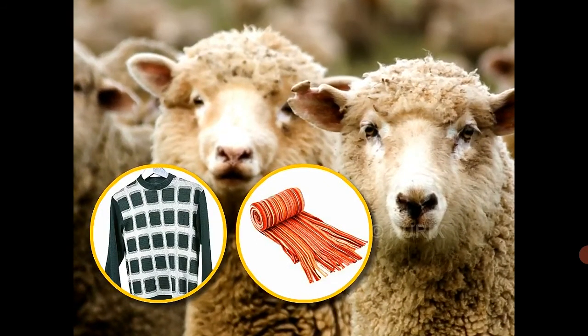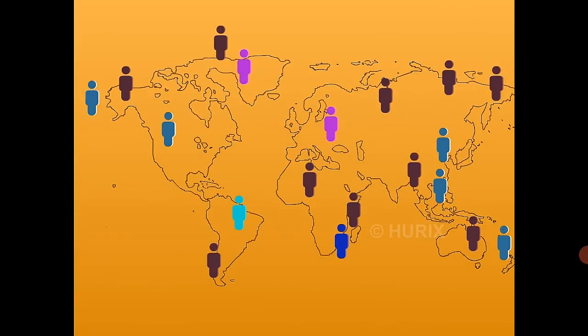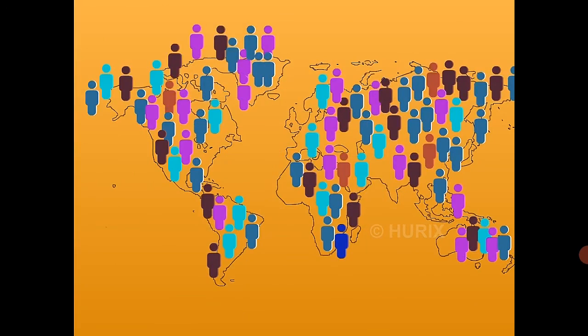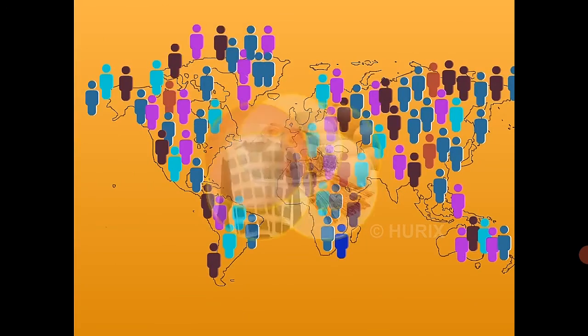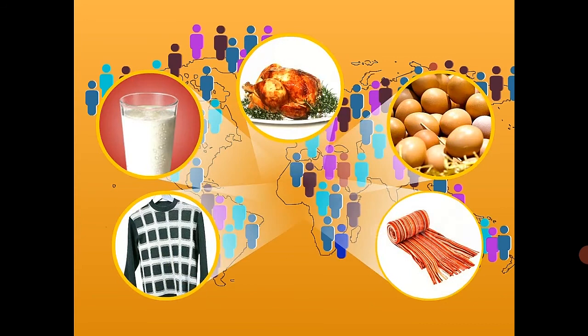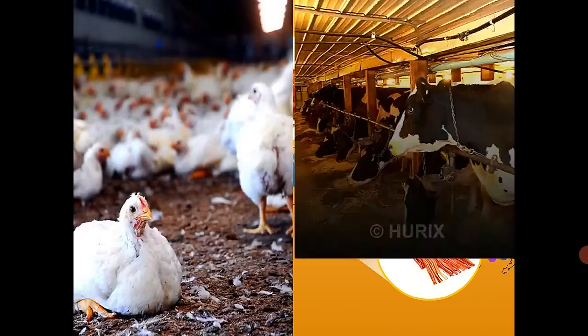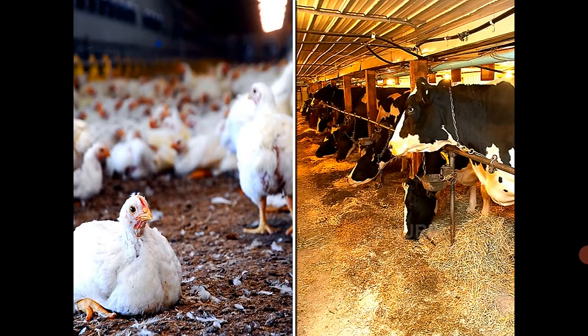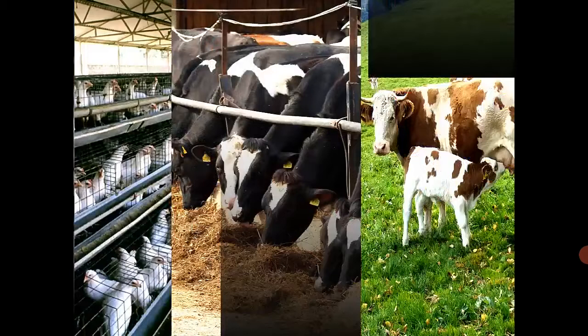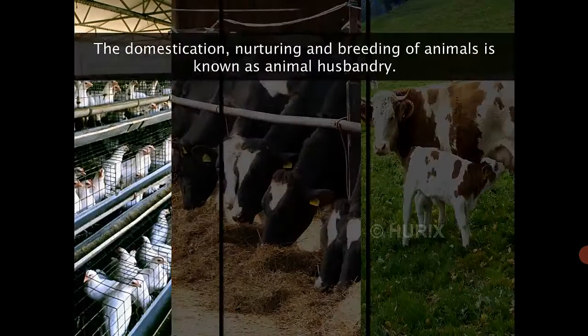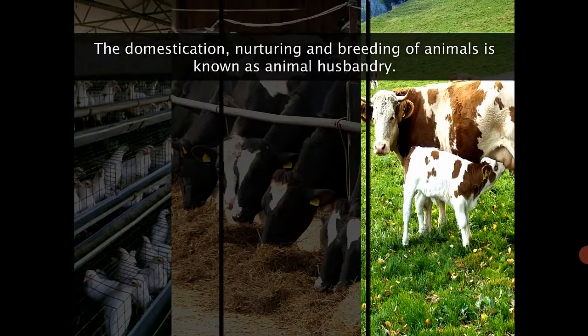With the human population constantly on the rise, the demand for these food and non-food products has also increased. The domestication and rearing of animals helps meet this increased demand. The domestication, nurturing, and breeding of animals is known as animal husbandry.